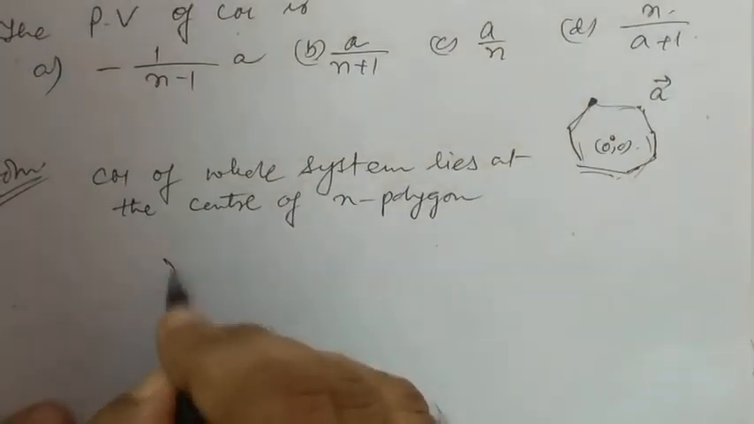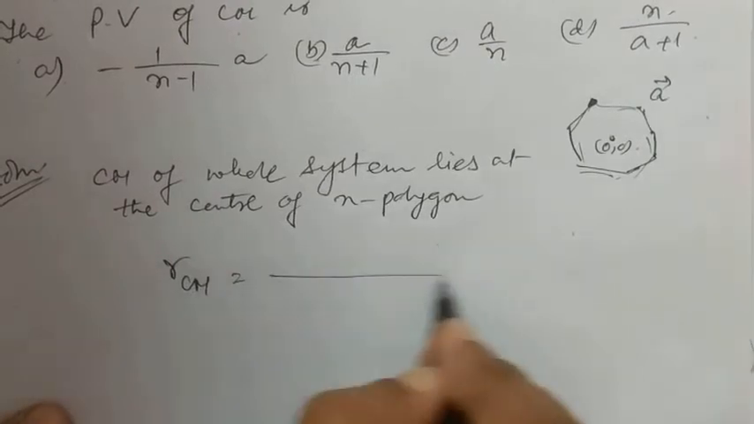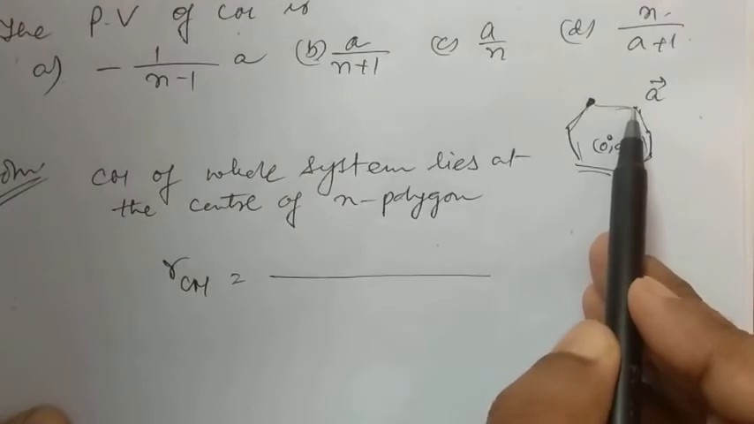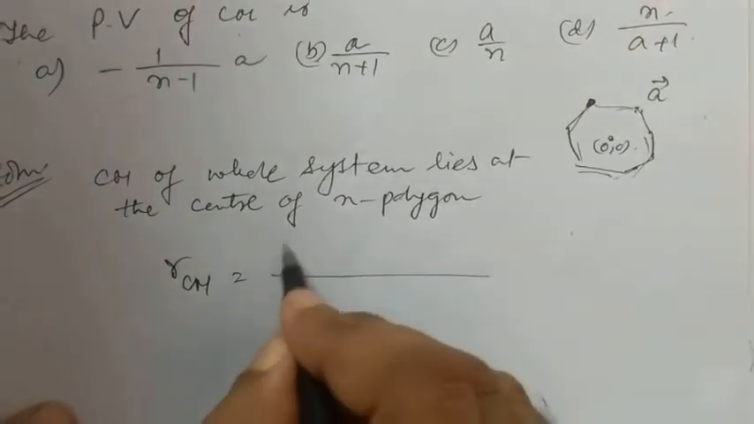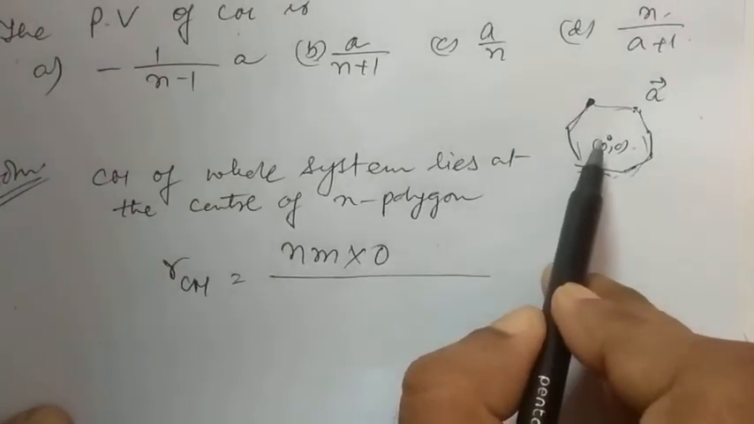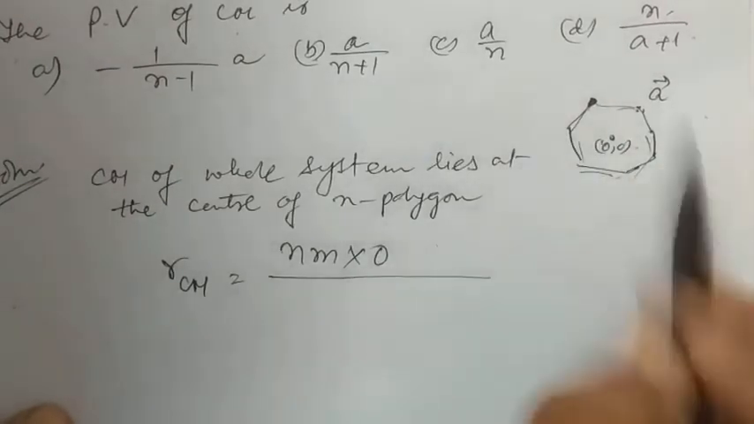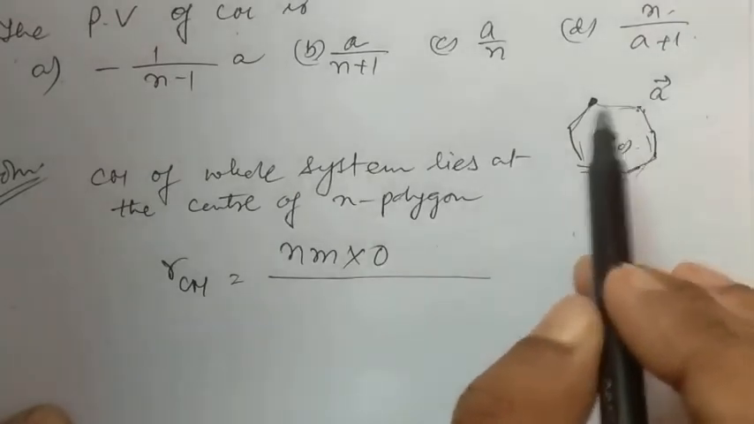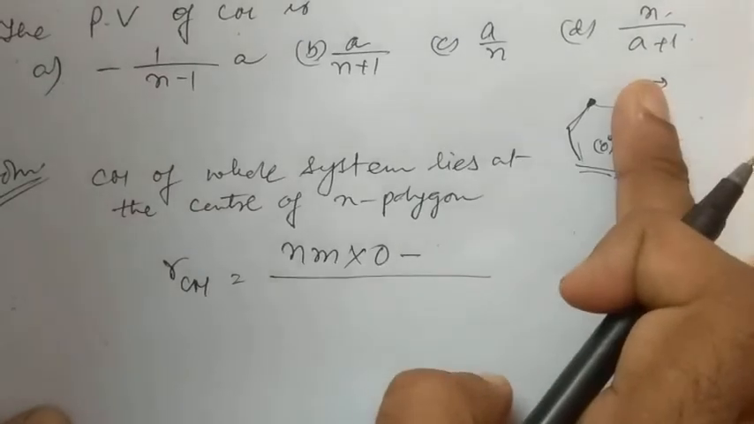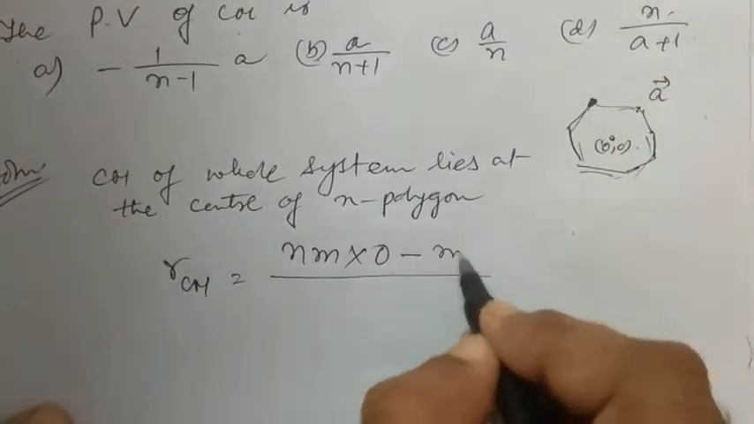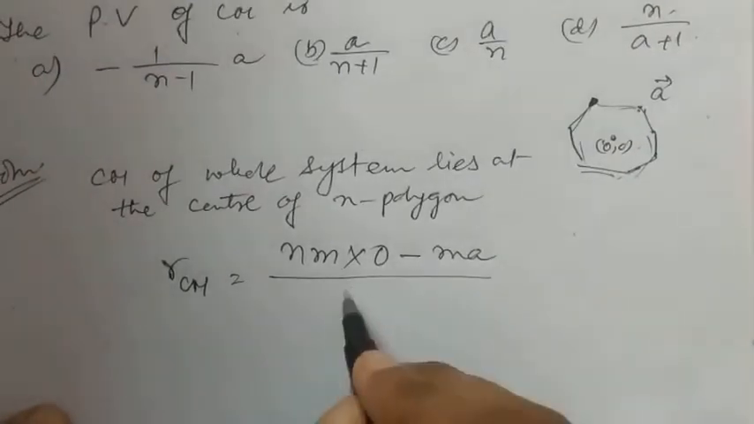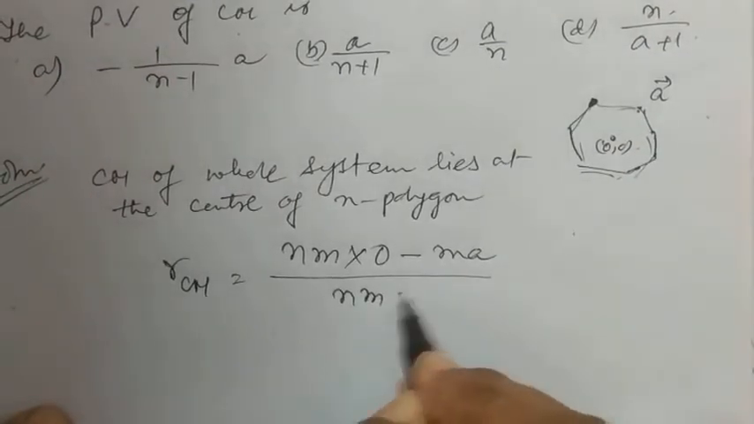Now from that formula, that is R CM, we can write: if this was not vacant, that means there were n number of masses, so nm into 0, the position vector of the n polygon, if all the vertices were filled with mass small m. That is nm into 0 minus, since 1 place is left vacant, we subtract that part: ma, where a is the position vector of that vacant vertex, and below we can write nm minus m.